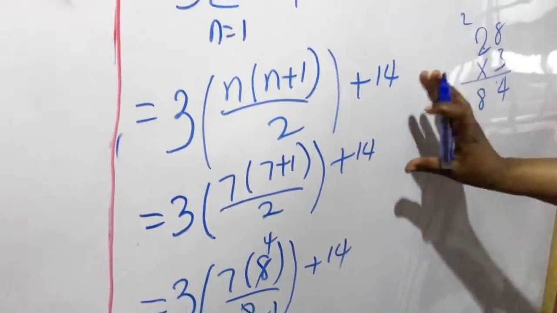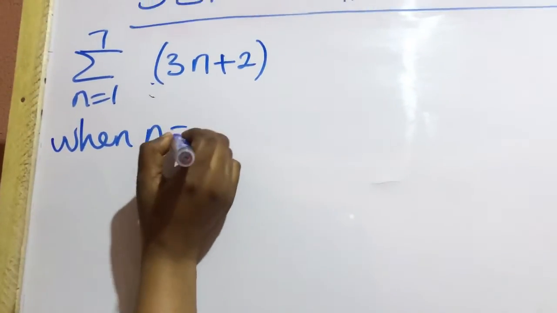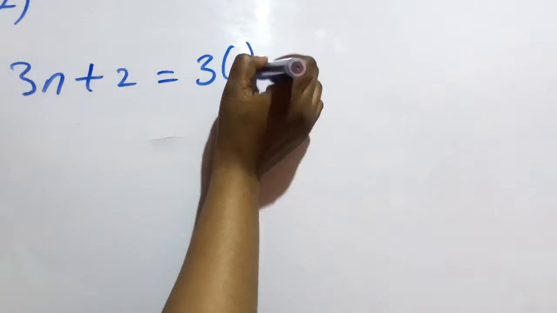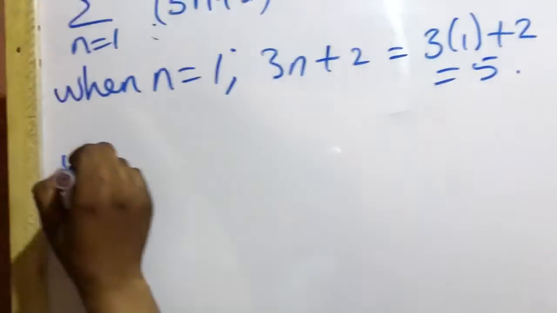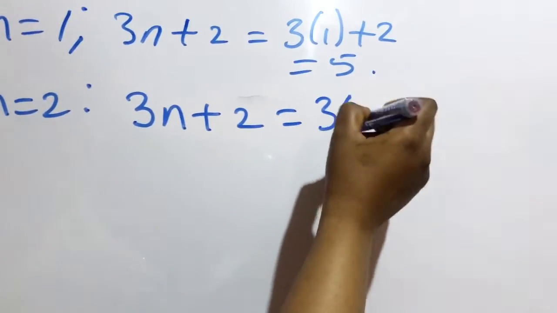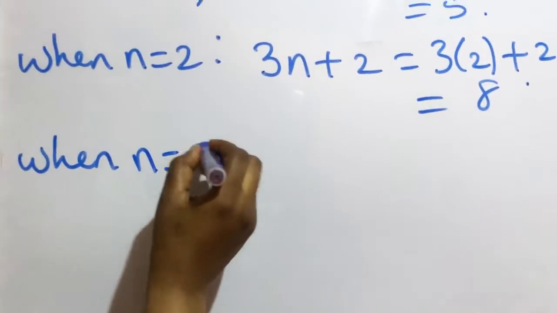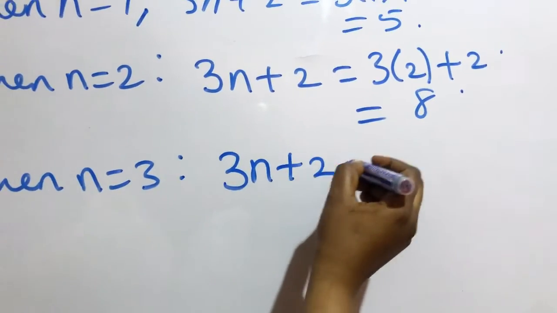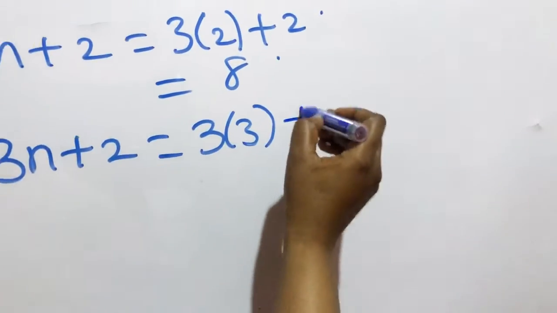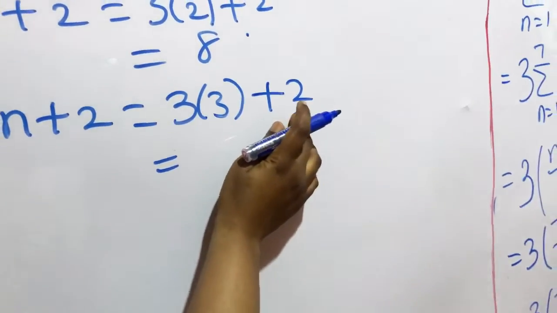So let's quickly check whether we are going to get this one if you use long substitution. n is equal to 1. 3n plus 2 will be equal to 3 multiplied by 1 plus 2 is equal to 5. When n is equal to 2, 3n plus 2 will be equal to 3 multiplied by 2 plus 2, and that is 8. When n is equal to 3, 3n plus 2 will be equal to 3 multiplied by 3. That is, whenever you see n, you are going to put each of these values. Plus 2 is equal to 3 multiplied by 3, that is 9, plus 2 is equal to 11.